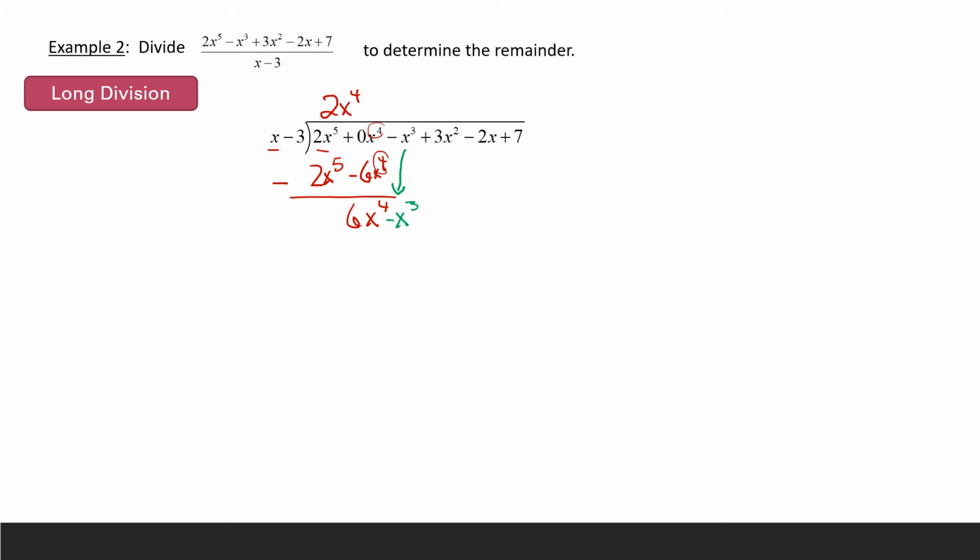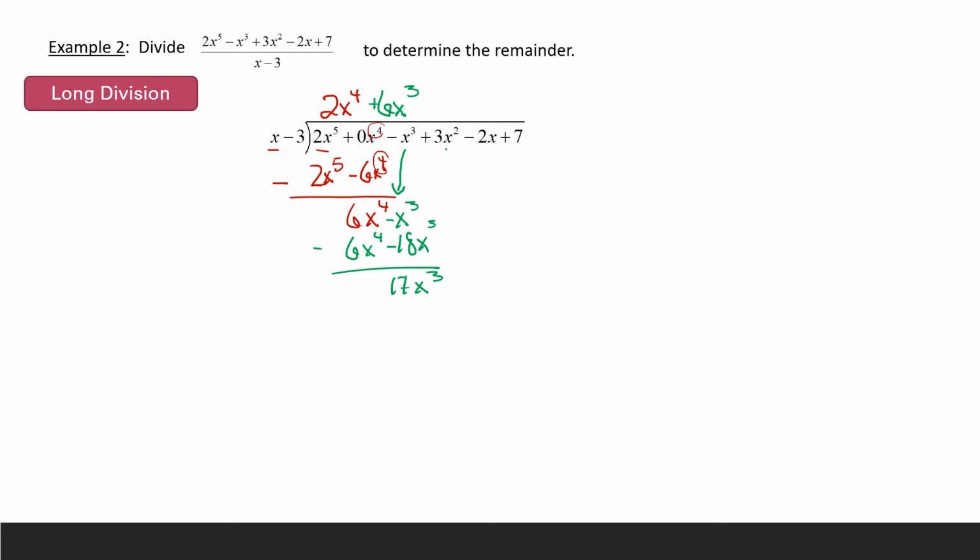Divide again. I'm going to put on top plus 6x to the power of 3. Multiply it back in, and I get 6x to the power of 4 minus 18x cubed. Subtract those pieces, and I have 17x cubed. That's the next piece.